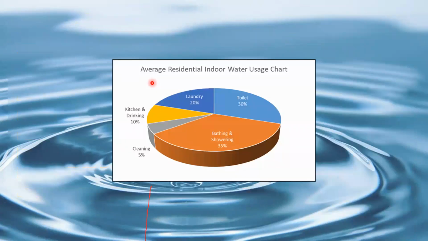Next, this is the average residential indoor water usage chart, just for your observation. See this region, this is the amount of water we use for bathing and showering. Maximum water is used here. Lesser is used for drinking and kitchen work. Drinking water should be more to keep ourselves hydrated. That is less, only 10%. Laundry, okay, fine. Toilet use is also okay. Cleaning is okay, but look at this, 35% of it is used for bathing and showering.